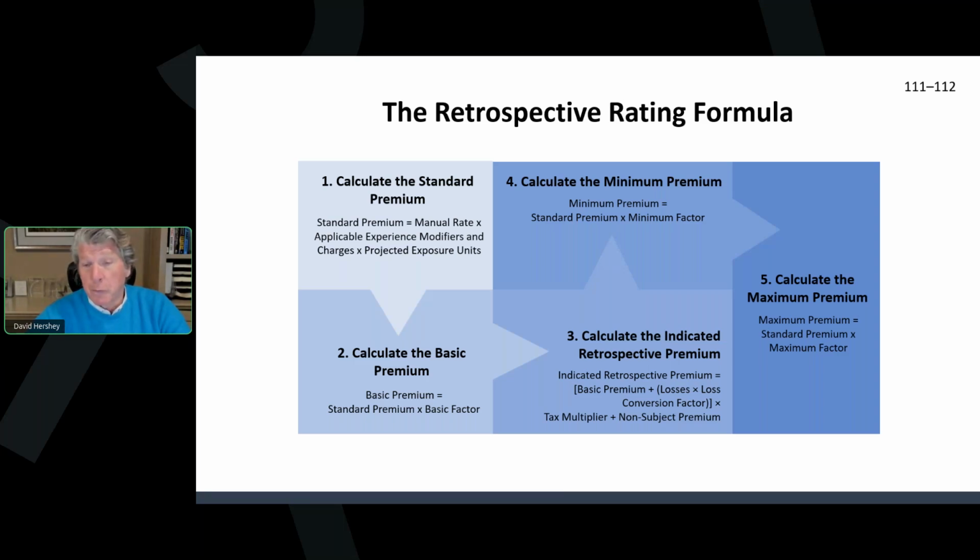So some of this is filling in the factors. However, this is the $1 million piece, okay? Good losses, low premium. Bad losses, high premium, okay? Tax multiplier, this is an estimate, okay? The insurance company is going to give you a factor. They're going to multiply it by payrolls, okay? So, subject payrolls, and that's going to generate a number.